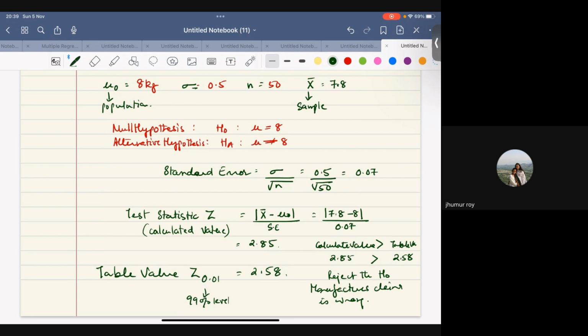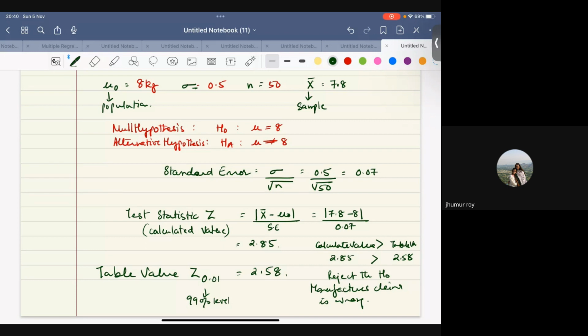At 99% level, it is plus 2.58 to minus 2.58. And for 95%, it is minus 1.96 to plus 1.96. These are fixed values. Now, these fixed values tell you what is the acceptance region and what is the rejection region.